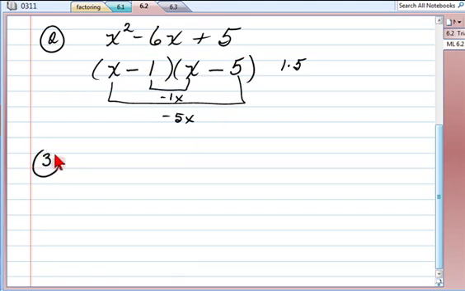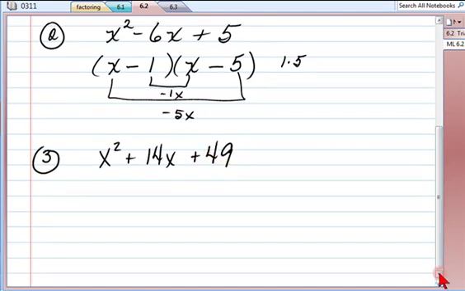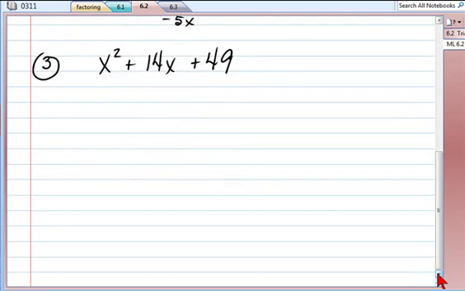Let's look at number 3. I have x squared plus 14x plus 49. My instructions are going to say to factor this. Is there a common factor? No. It's a trinomial, so I'm going to go with trial and error. Okay, signs. When the last sign is positive, they both match the middle term. And I already heard people saying positive and positive. To get an x squared, I know it is x times x.